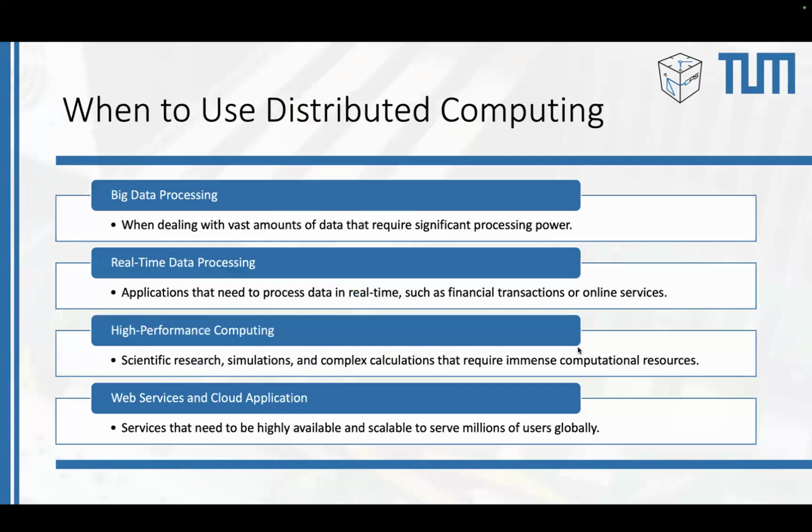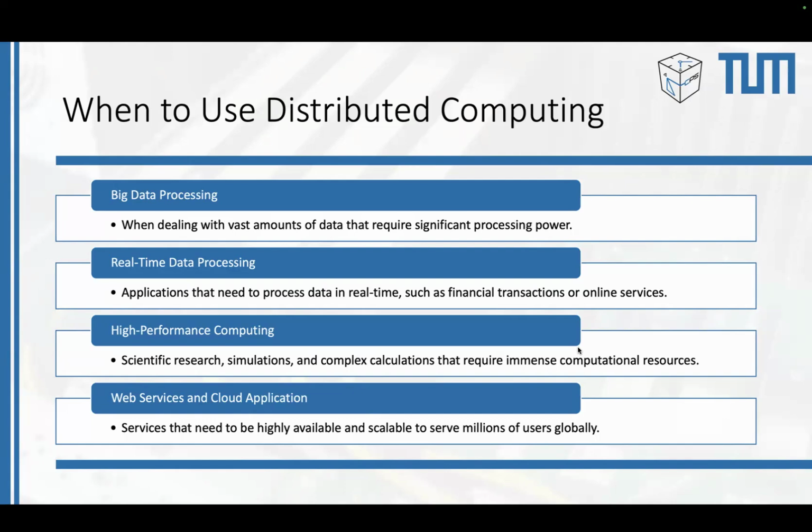When do we use distributed computing? Well, big data processing, of course. If you have tons of data that are not even possible to store in a single computer, you need network attached storage, and then you want to distribute it to several workers that take just a little chunk and process it and then save it back. Real-time data processing. You have an amount of requests, for example with an online service, that requires to be answered quickly, and you cannot do it with a single server.